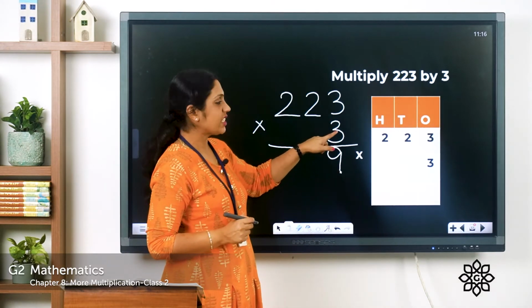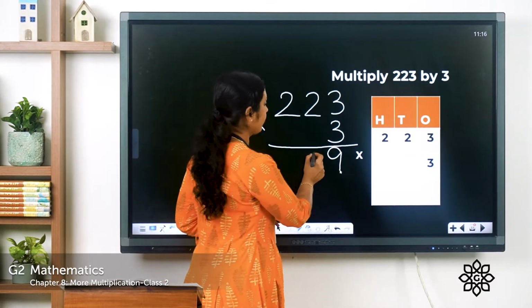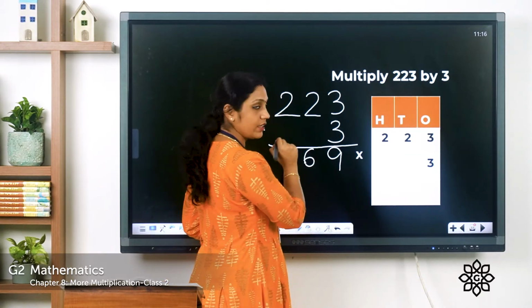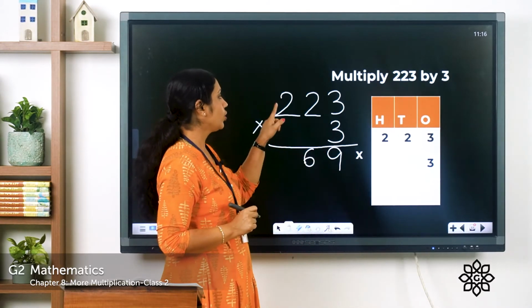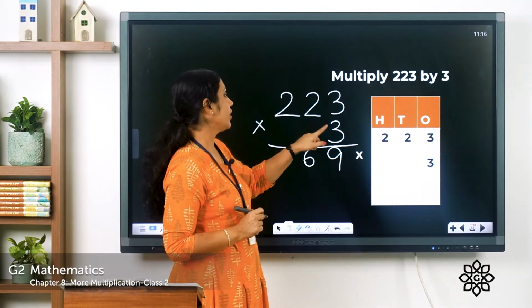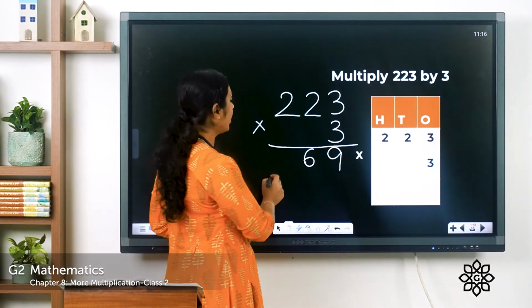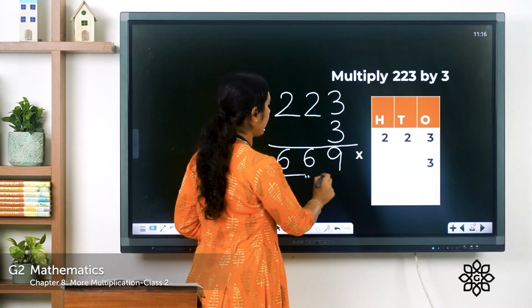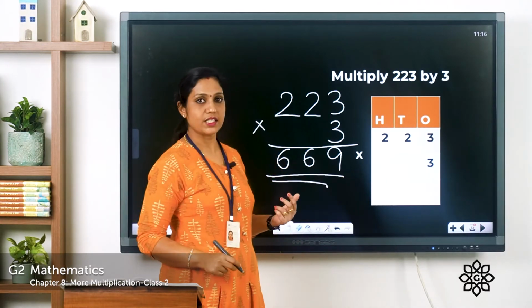Next we'll move on to the tens place. 3 2s are 6. Write down here under the tens place. Then we'll move on to the number in the hundreds place. 3 2s are 6. Write down under the hundreds place and you get the answer 669.